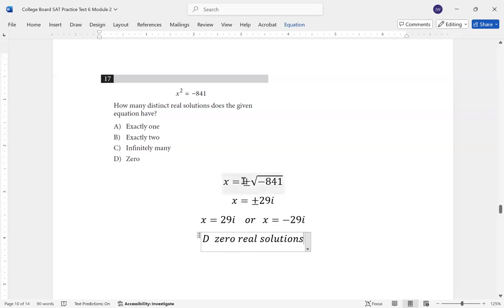By the way, when you get really good at this, you can see that immediately. Just say, oh yeah, we're going to take the square root of both sides. Square root of a negative is imaginary, so there's no real solutions. So D is the answer.